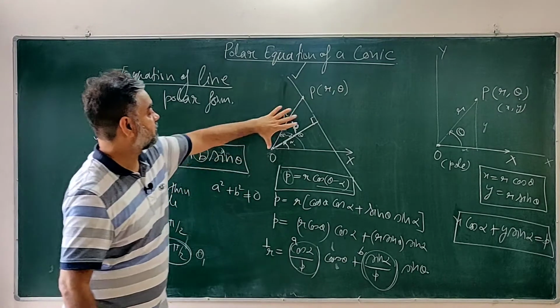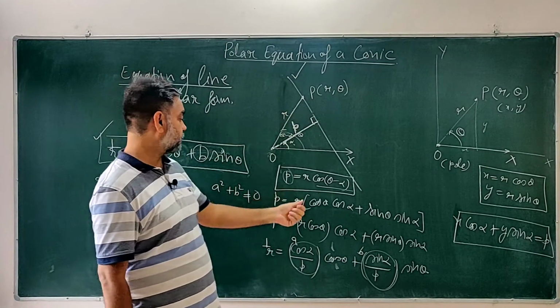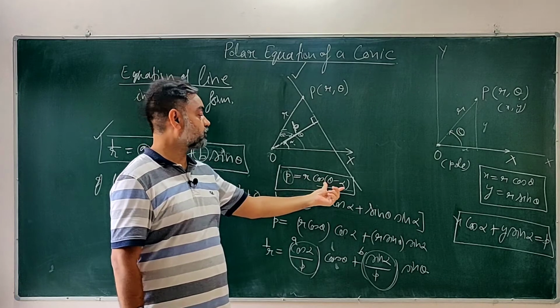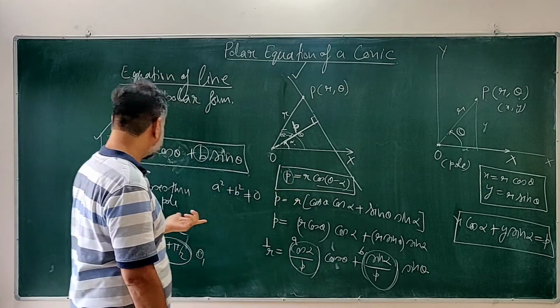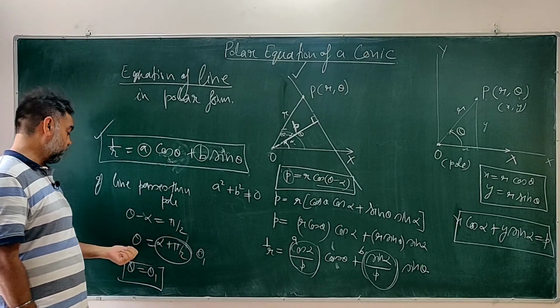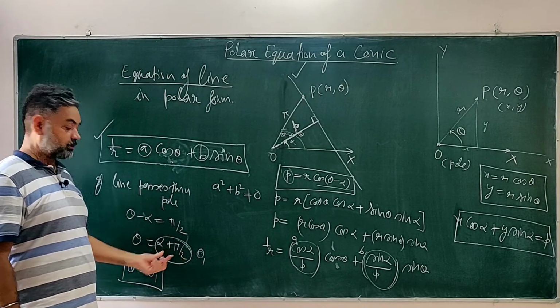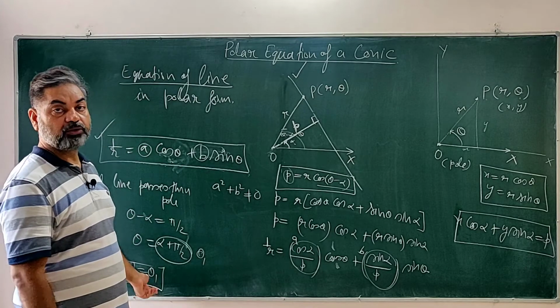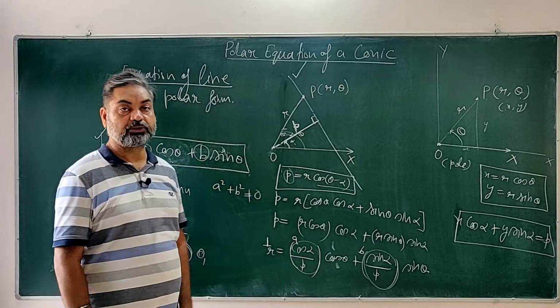Because in that case, p would be 0, and if you put p equal to 0 in this equation, you get cos of theta minus alpha equal to 0, which means theta minus alpha is 90 degrees, pi by 2. So theta is equal to a constant, which gives you the equation of a straight line which passes through the pole.